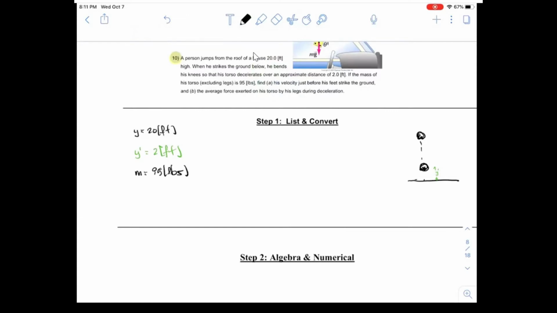His velocity just before he strikes the ground, let's make this A. This is his speed just before he strikes the ground, in terms of meters per second and miles per hour. And let's figure out the average force. B is the average force, in terms of newtons and pounds.